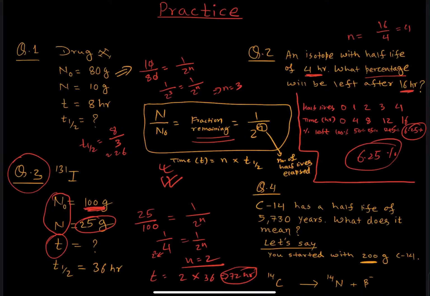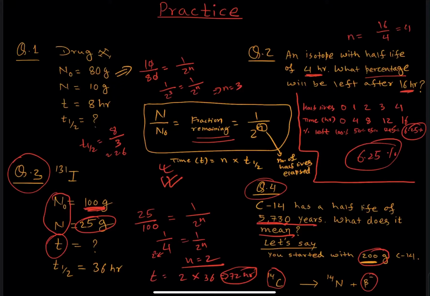Okay, and question number 4 is more conceptual. You have carbon 14 has a half-life of this many years, right? And what does it mean actually? If it has that half-life, what does that mean? So let's say you started with 200 grams of carbon 14. The carbon 14 undergoes this beta minus decay, okay, and the identity got changed, right?